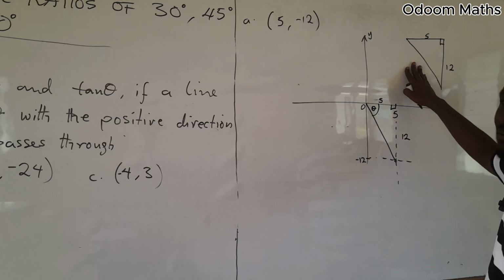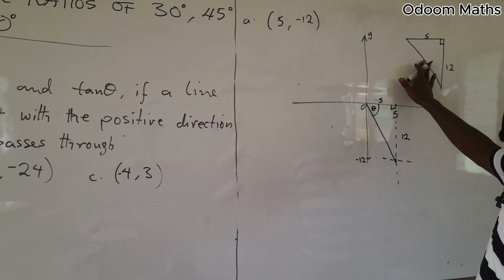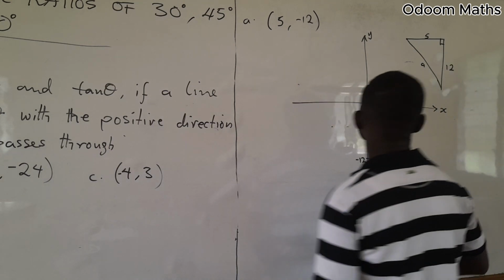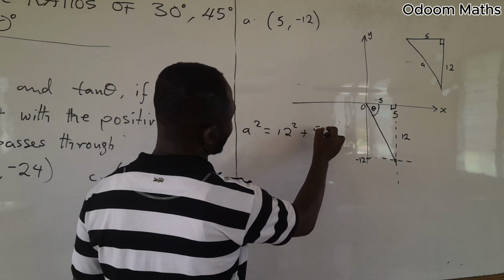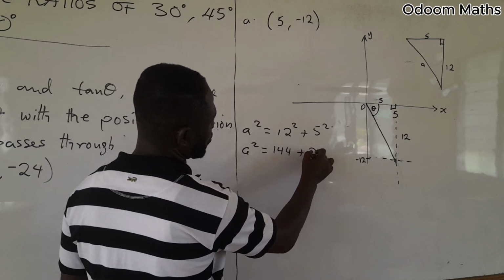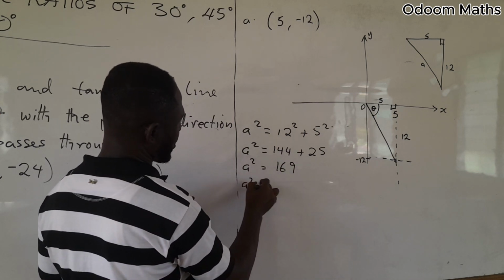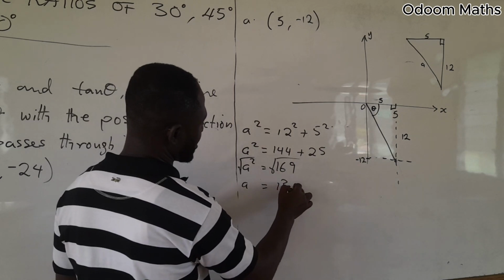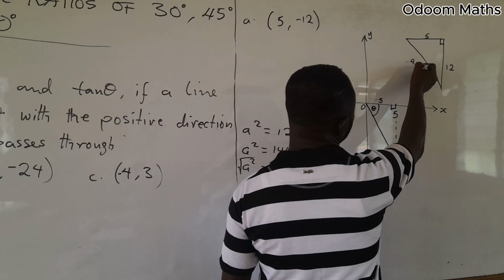So we need this side, and we can do this by the Pythagoras theorem. Let me call this side a. So it means that a squared is equal to 12 squared plus 5 squared. So a squared becomes 144 plus 25. And a squared becomes, the two give us 169. So when you put square roots on both sides, a becomes 13 units. Okay, so it means this side is 13, a is 13 units.